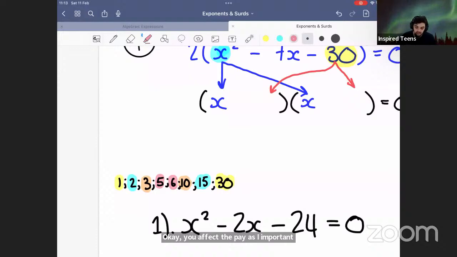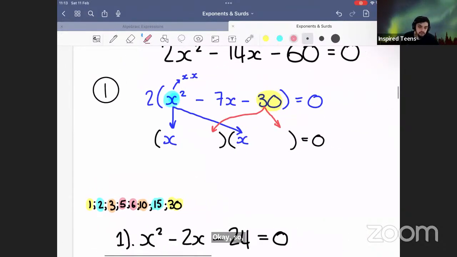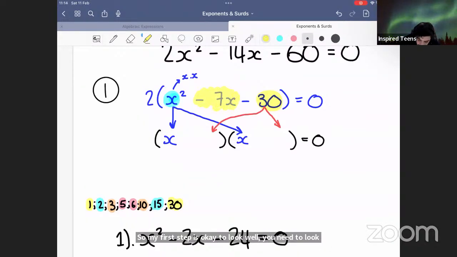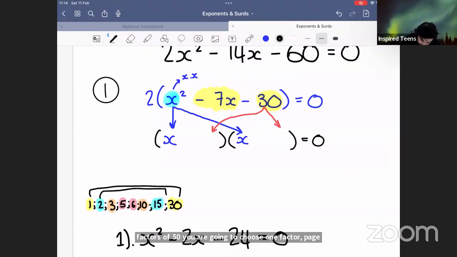Ideally, which one do you want to choose? Now, this is really important, so listen carefully. Determining which ones to choose: my first step is to look at the middle term. Now, with the factors of 30, you are going to choose one factor pair. So you're going to choose 1 and 30, or 2 and 15, or 3 and 10, or 5 and 6.